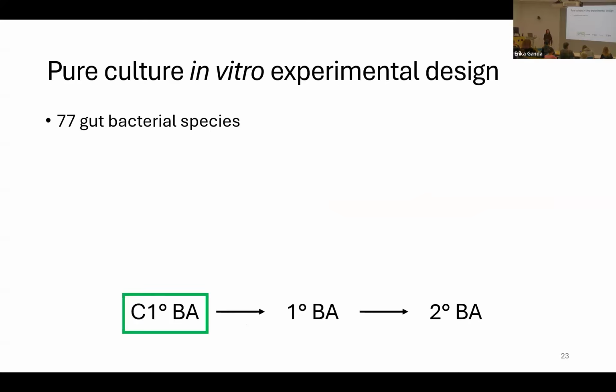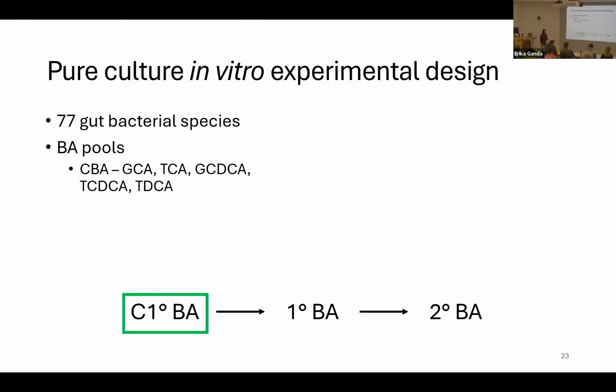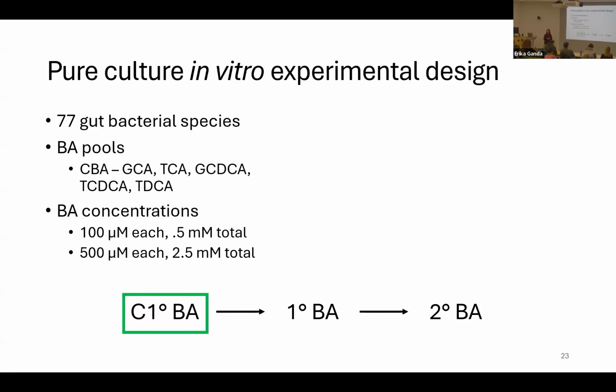In this experiment, we used 77 gut bacteria, largely overlapping with the first set, but not exactly, of course. And in this set of experiments, we provided the 4 conjugated bile acids that are human primaries, as well as TDCA, again, because it's highly prevalent. And we pooled the bile acids all together for all of these experiments, but at 2 different concentrations that might mimic, closer to the gallbladder or further along the length of the intestine. So totaling 0.5 millimolar or 2.5 millimolar.